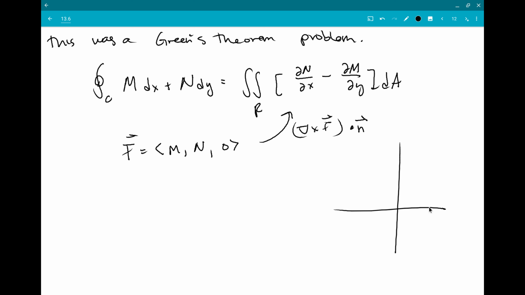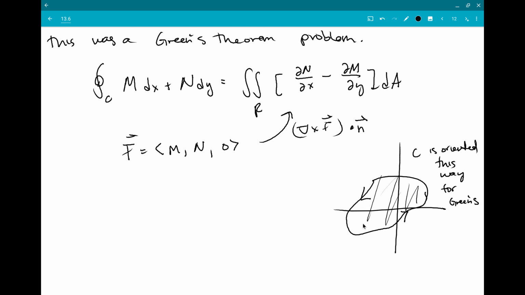And here's a picture. So you are going to have to always remember that C is oriented this way for Green's. That's because it uses the positive normal vector that had to follow from the right-hand rule. And this is our region R.